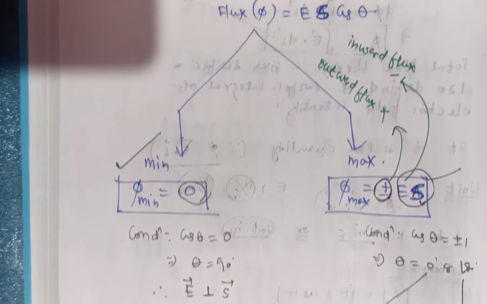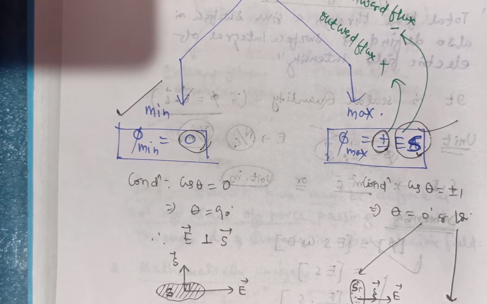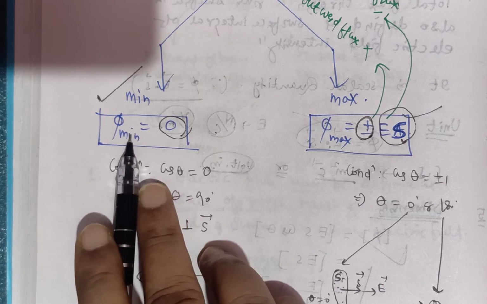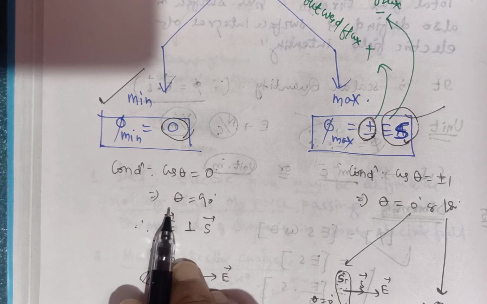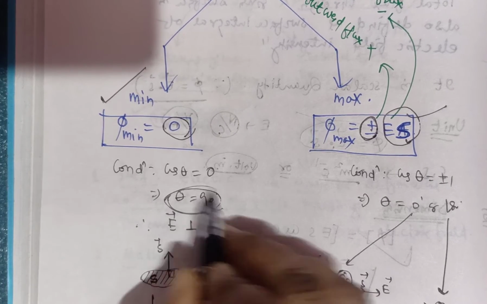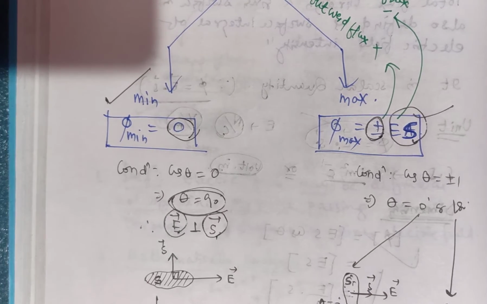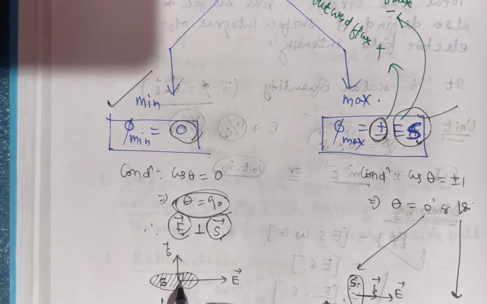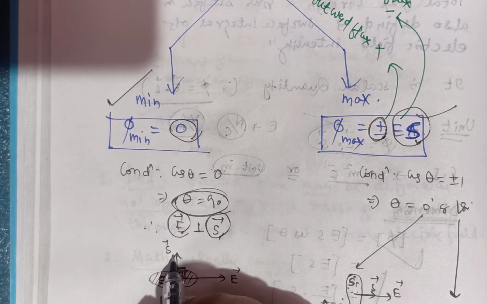Next we have to discuss under what condition flux will be minimum. Now phi minimum is equal to 0, when cos theta is equal to 0. Cos theta 0 means theta 90 degree. Theta 90 degree means intensity vector perpendicular to area vector. You just see the figure. This is the given area, this is the area vector and this is the E vector. You see in your diagram E vector is perpendicular to S vector.